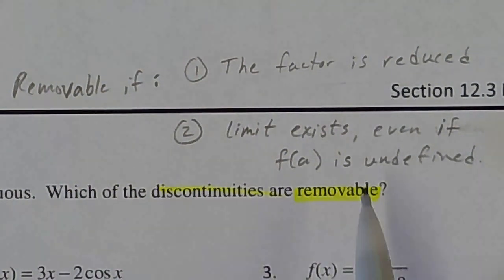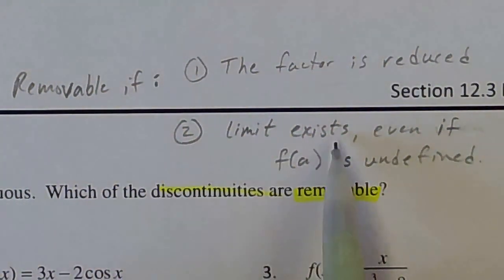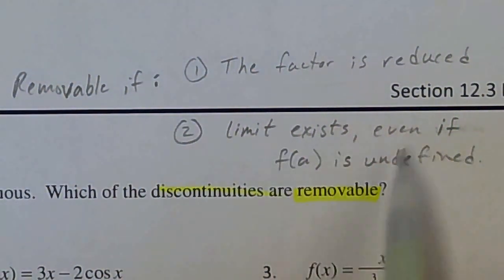Okay, the other scenario is if the limit still exists, because maybe you're looking at a graph where you're not sure if it was factorable, but the limit does exist even if the function is undefined for that a value. So you might be wondering, when would that happen? Well, 12 is actually a scenario where it might happen.